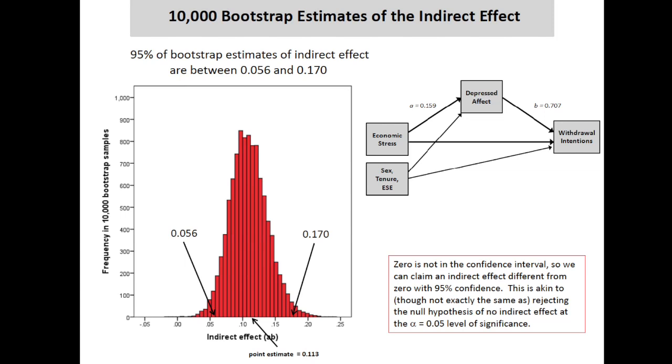So here's an empirical representation of the sampling distribution of the indirect effect in this model. I actually did 10,000 of them. So 10,000 bootstrap estimates of the indirect effect. Here is a representation of that sampling distribution. This is those 10,000 bootstrap estimates. We throw out the lower and the upper 2.5%. The two values that are on the lower and the top then are 0.056 and 0.17. So those are the endpoints of a 95% confidence interval for the indirect effect.